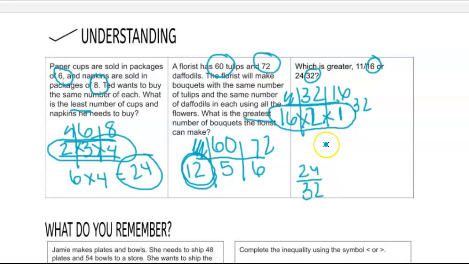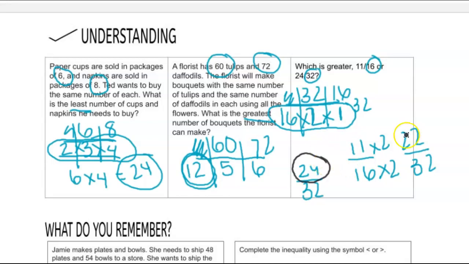24/32 is already there. If you already know that 16 goes into 32, you don't have to do this part. This part's to help you out. 16 times 2 is 32. 11 times 2 is 22. So those are pretty close. We just look at the top numbers now. 24 is bigger than 22. So 24/32 is the biggest. And that's all there is with check understanding.